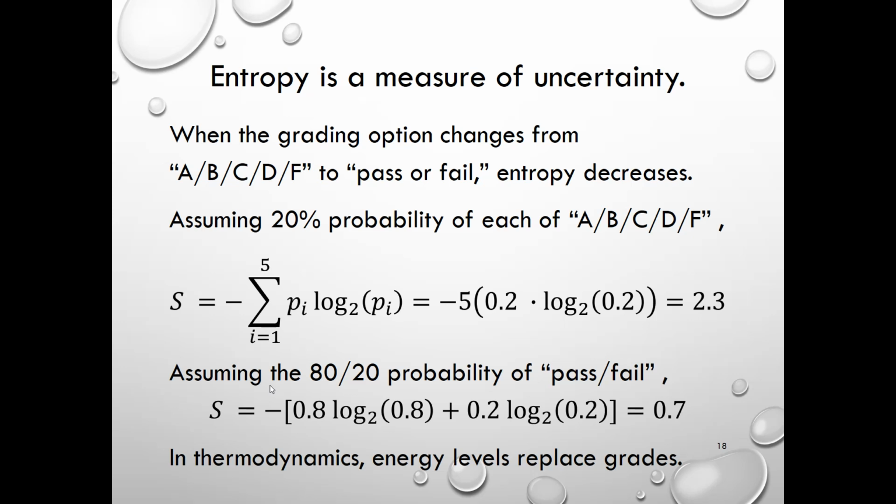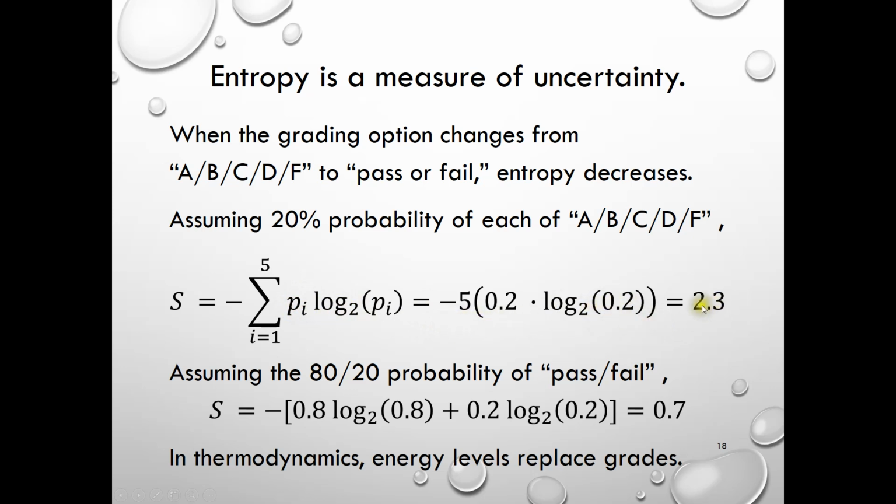Entropy is a measure of uncertainty. Here we have an academic example. If we change the grading option from A, B, C, D, F to pass or fail, the entropy decreases. Now let's do some numerical example. Assuming 20% chance of getting A or B or C or D or F, we can calculate the entropy using this expression. It's -5 times the probability times the logarithm of the probability. Only because this p sub i is the same, we can simplify the expression this way.